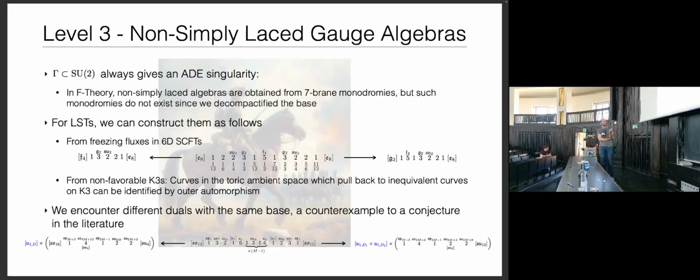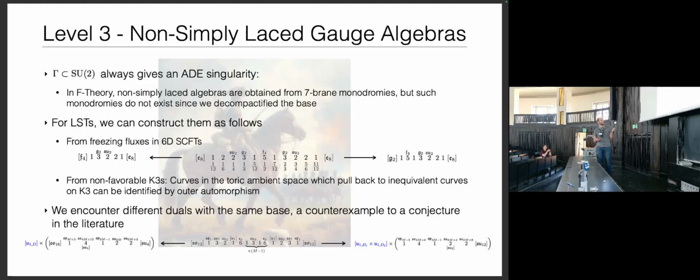Another possibility is you take curves in the ambient space which pull back to inequivalent curves on the K3. They are the same curve in the ambient cohomology, but split on the Calabi-Yau surface. And since they come from the same ambient space K3, so they are non-Kähler favorable, their volumes lock together, and you can then exchange them by an outer automorphism, and you can fold these diagrams together.